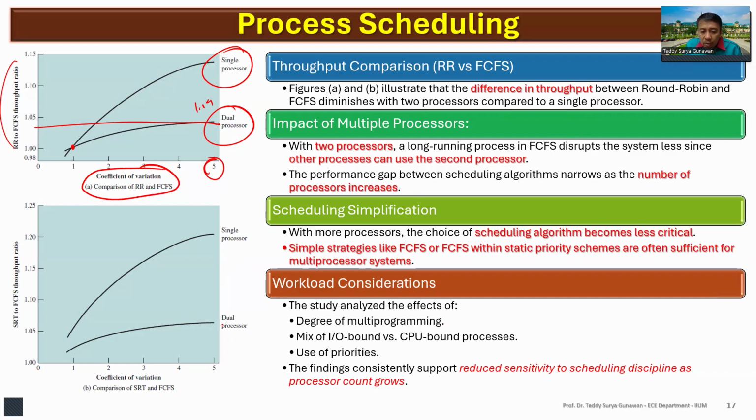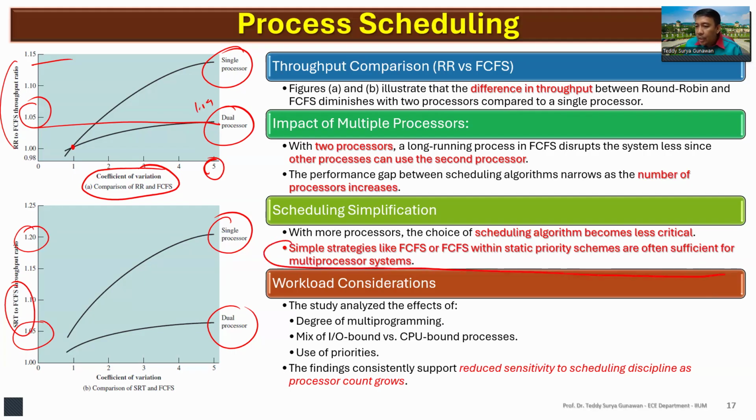You can also see shortest remaining time compared to first come first serve on a single processor, which means the performance is much better compared to round robin. You can see 1.2, while this is only 1.15. But when you use dual processors, it's almost similar, 1 or 1.05. This means that a simple algorithm can achieve the performance of a complex algorithm, so simple strategies may be sufficient for multiprocessor systems.